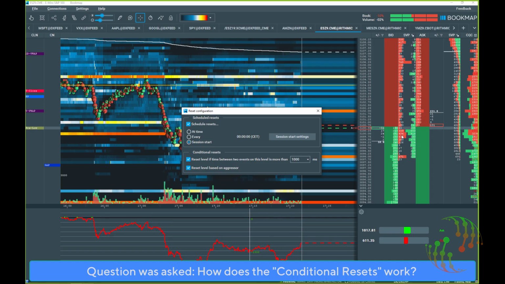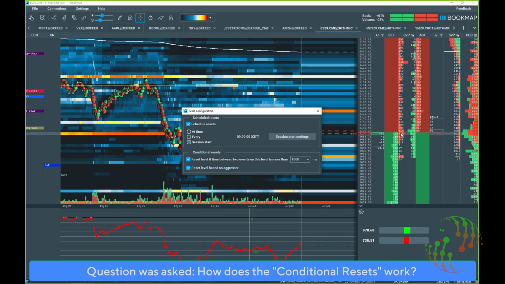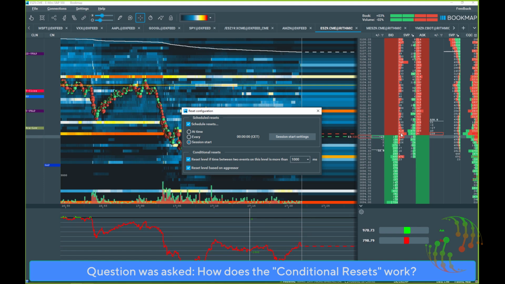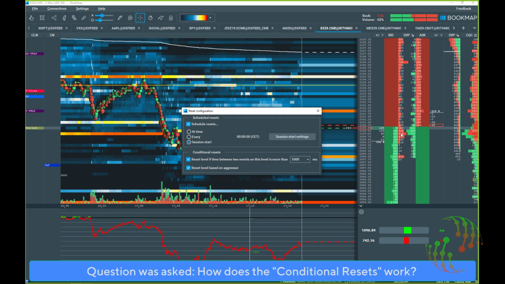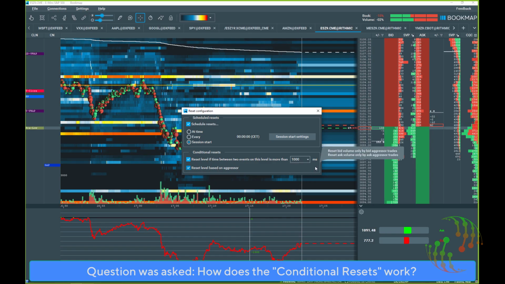This is so difficult a question, George. You ask, so I understand this now. So if you want to have the conditional reset based more on the aggressor, then you would want to increase your milliseconds. Yes, because I would assume that the price change is going to happen more often than the aggressor coming in. Yes. So you'd want to set it to 5,000, which is basically 5 seconds. Yeah, but I really wanted to show the aggressor.